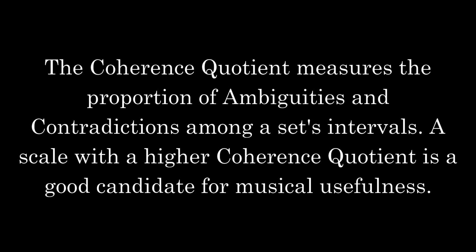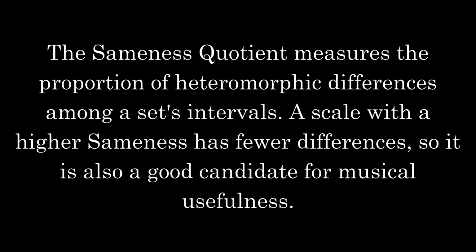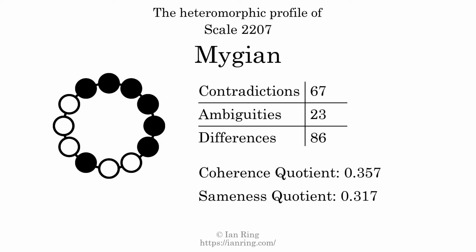The coherence quotient measures the proportion of ambiguities and contradictions among a set's intervals. A scale with a higher coherence quotient is a good candidate for musical usefulness. The coherence quotient is 0.357. The sameness quotient measures the proportion of heteromorphic differences among a set's intervals. A scale with a higher sameness has fewer differences, so it is also a good candidate for musical usefulness. The sameness quotient is 0.317.